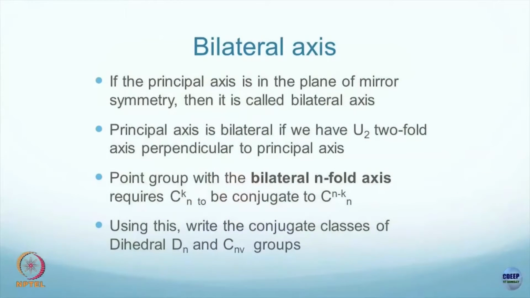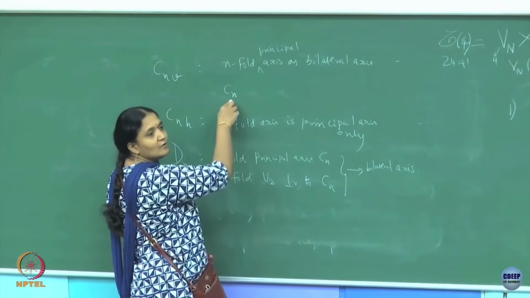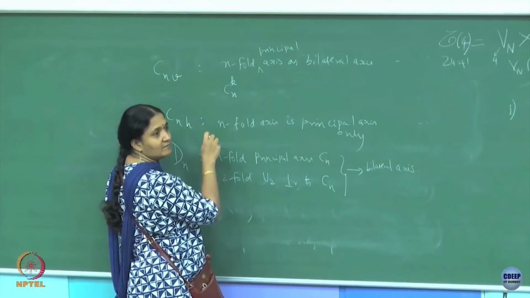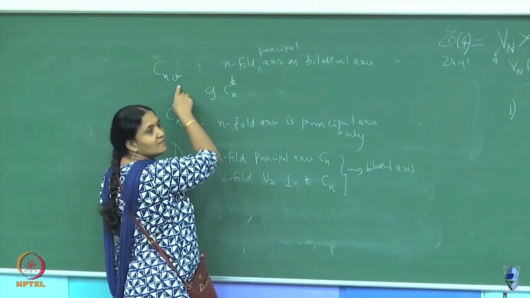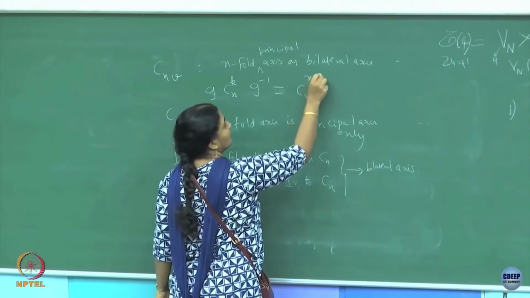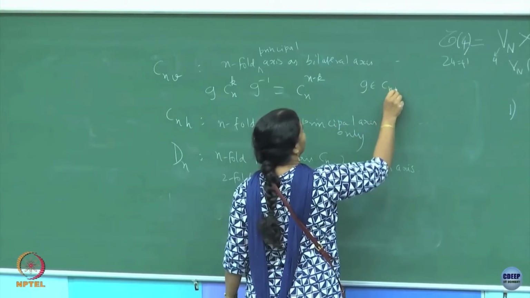What is the advantage of defining a bilateral axis? Once you have a bilateral axis, then of course you can verify, but you can also say that if you do C_n^k, okay, if you take the principal axis, C_n is the generator for rotation, the n-fold 2 pi by n rotation. If you do it k times, you can always find some element G in the group such that G C_n^k G inverse is the corresponding inverse rotation, for example, okay.